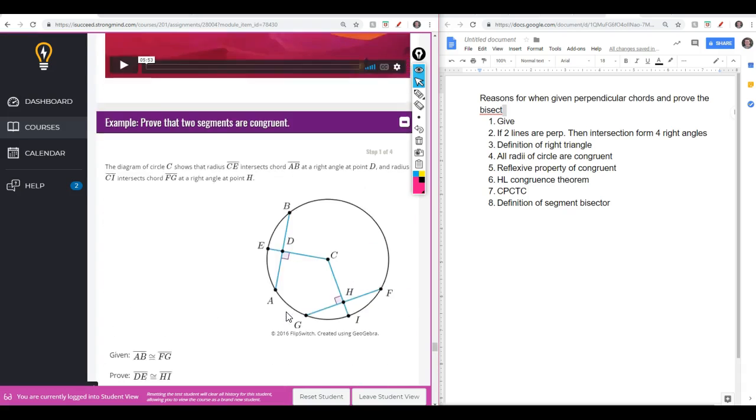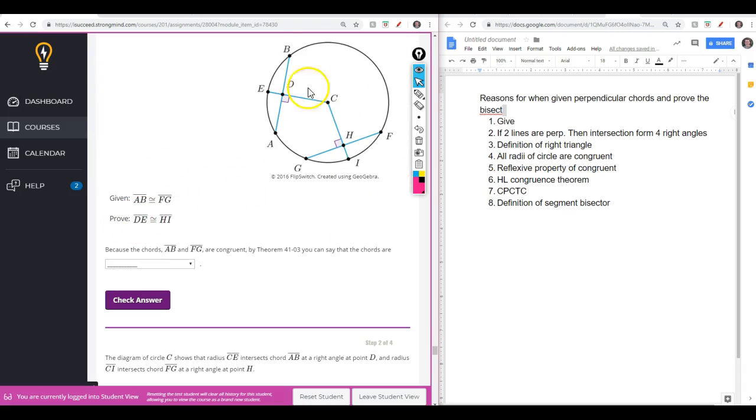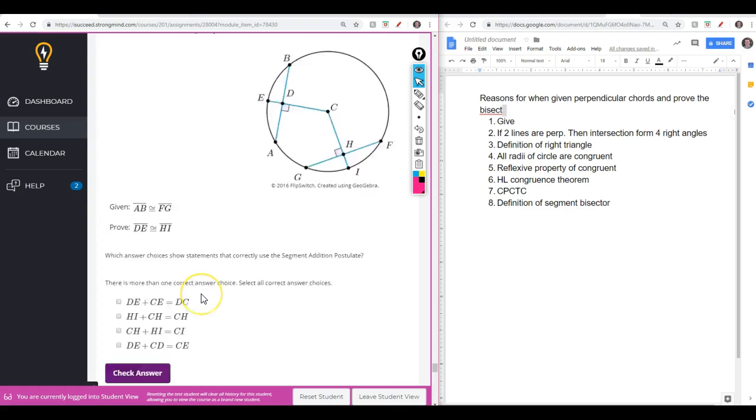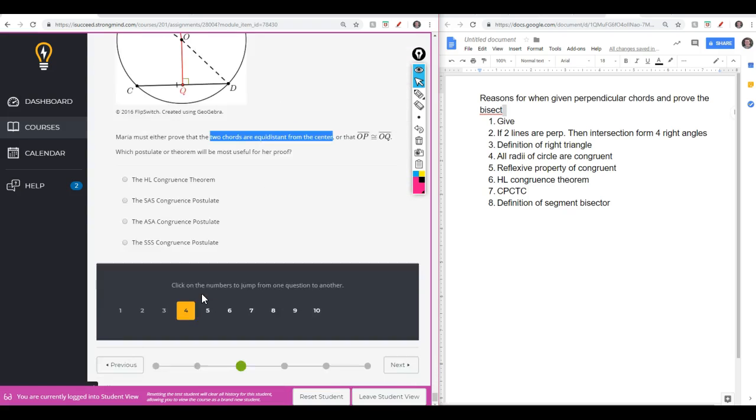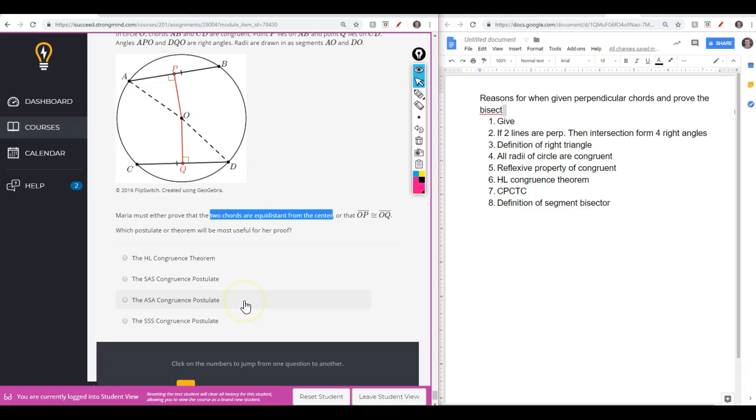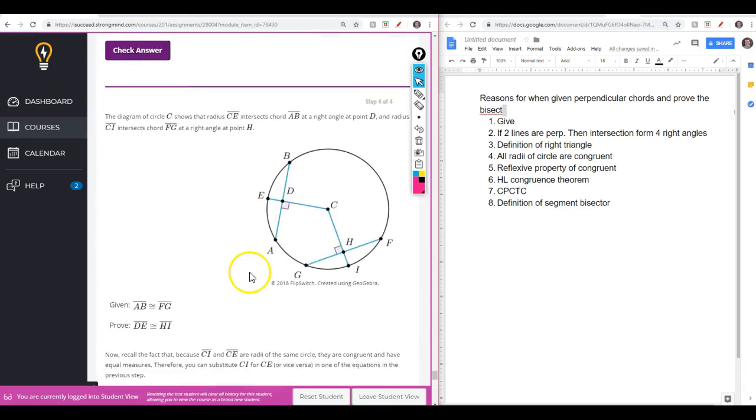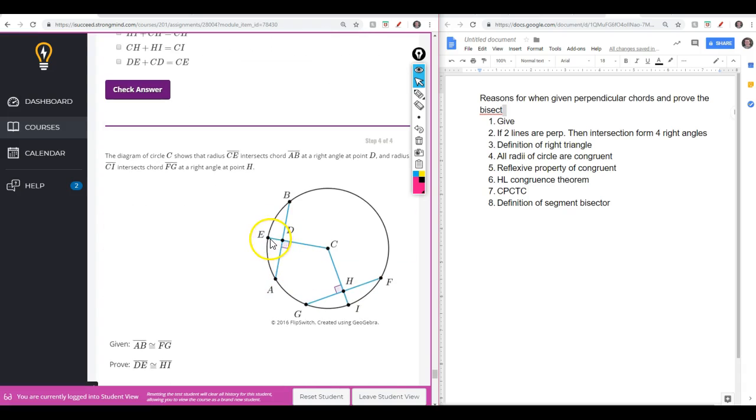And I'm going to jump up to the front. So the diagram of circle C shows that radius CE intersects chord AB, and prove that segment DE is congruent to HI. Is that similar to what we had? Yes, except for on the other end. So this example is using DE and HI, whereas our example is using the inside right here.